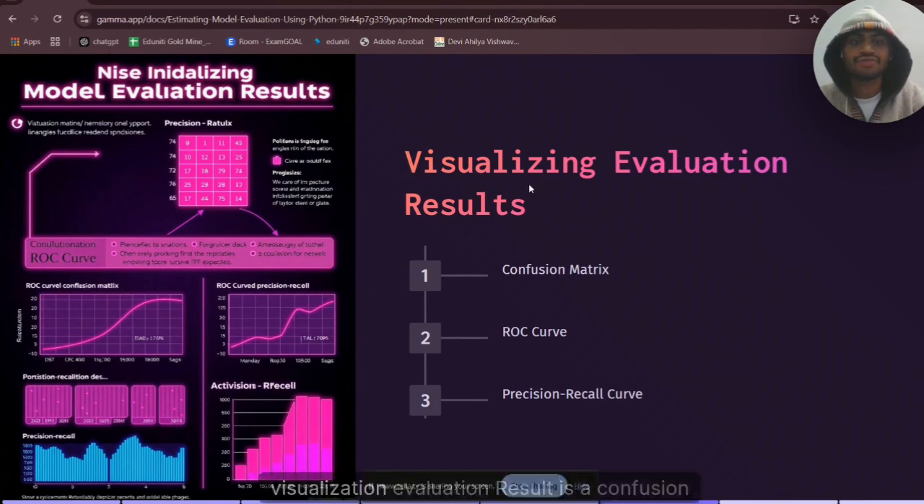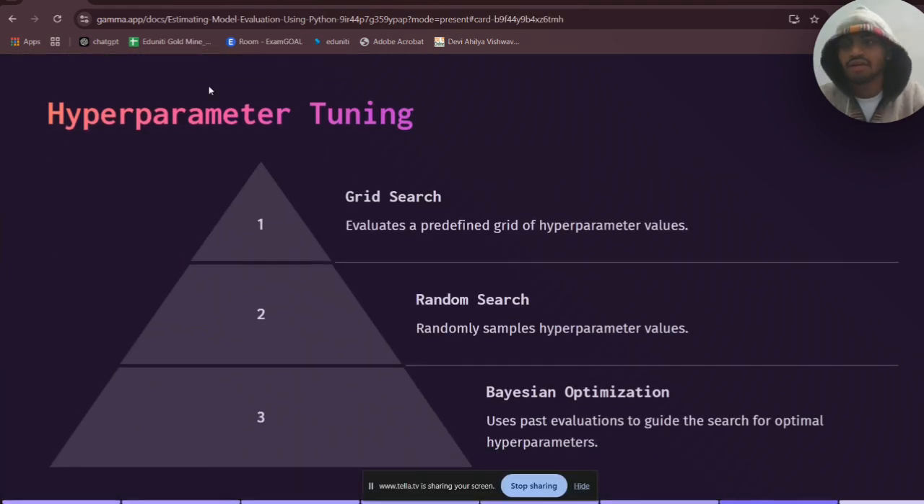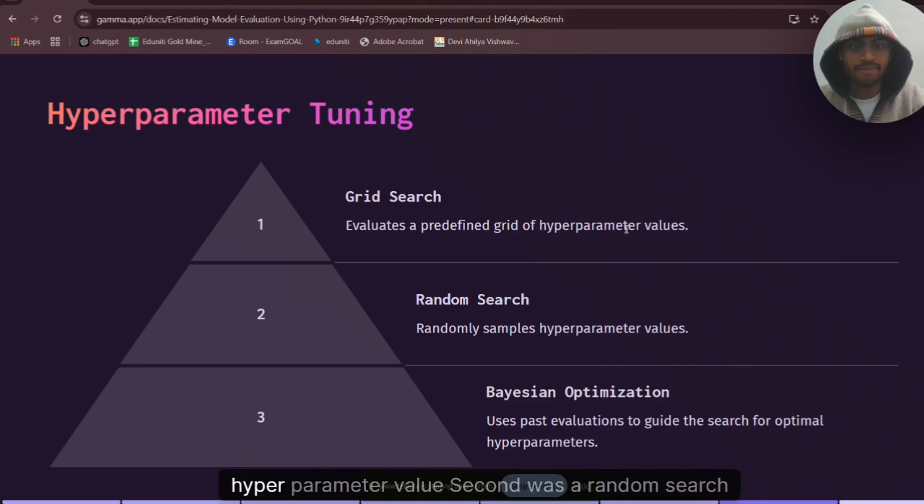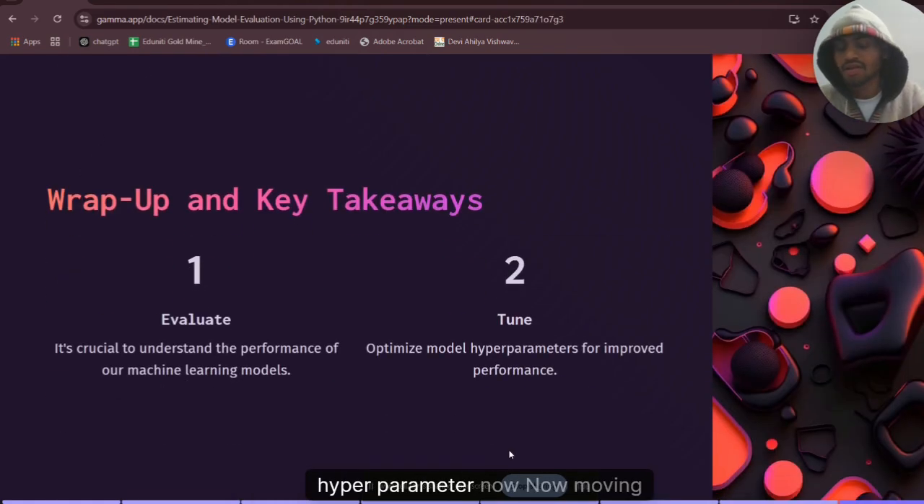Now moving forward to visualization of evaluation results: confusion matrix, ROC curve, precision-recall curve. Now, hyperparameter tuning. Grid search: evaluation of a predefined grid of hyperparameter values. Second one is random search: randomly sample hyperparameter values. Third one is Bayesian optimization: use past evaluations to guide the search for optimal hyperparameters.